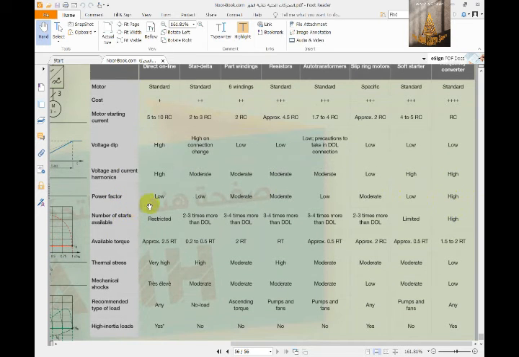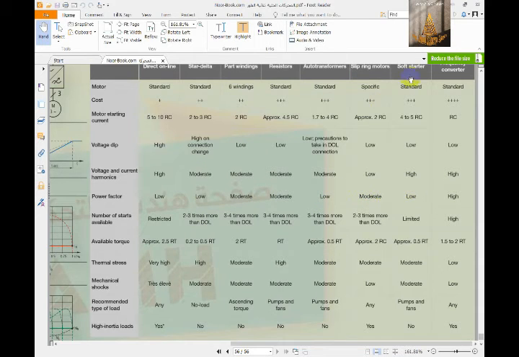According to the power factor, it's low for direct online, and for star-delta it's very low also. Part windings is moderate, resistor is moderate, auto transformer is low. It's low for auto transformer because it just depends on the motor power factor. It's not raising the motor power factor. So slip ring motor, it's moderate.